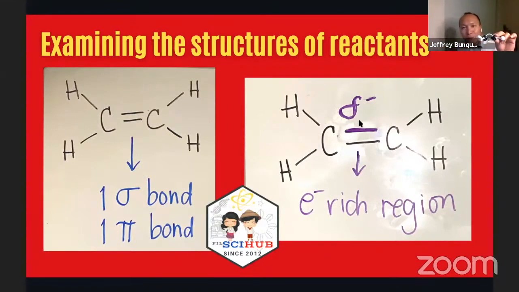So gaya nga po ng sinabi ko dito kanina, in-indicate ko na ito, this is a region that is fairly rich when it comes to electron density. So dito po, since this region is electron rich, you can actually call this region or the pi bond a nucleophilic area. Okay, so it's a nucleophilic part of your ethylene or your ethene molecule.